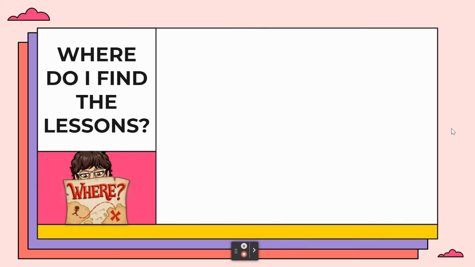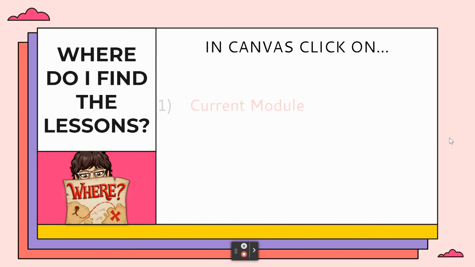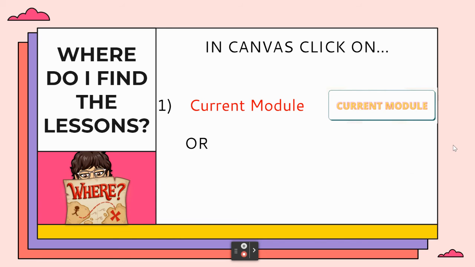All right, so now where do you actually find your lessons? So in Canvas, you're going to click on the module button on the front page, or the module tab on the left-hand side. Anywhere you click there, it'll bring you to your lessons. All right, pause the video to write that down and then go to the next slide when you're ready.